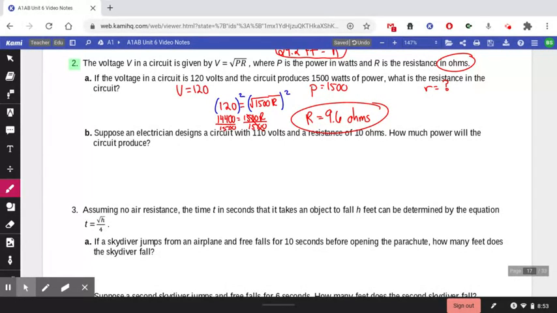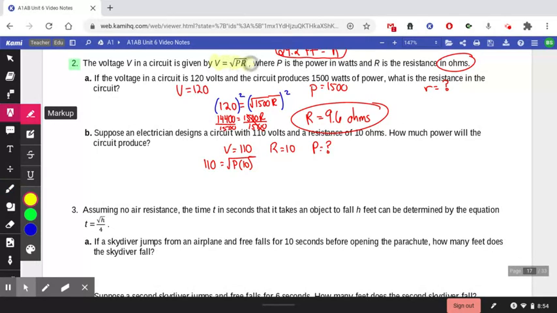We're talking about some word problem and application problems. Part B tells us suppose an electrician designs a circuit with 110 volts. So that's our voltage, V is 110, and a resistance of 10. So this time R is equal to 10. How much power, so P, we're trying to find, would that produce? So we'll set it up again. 110 is equal to the square root of P times 10, or you could have written 10P. So I'm still using that same exact formula from above.